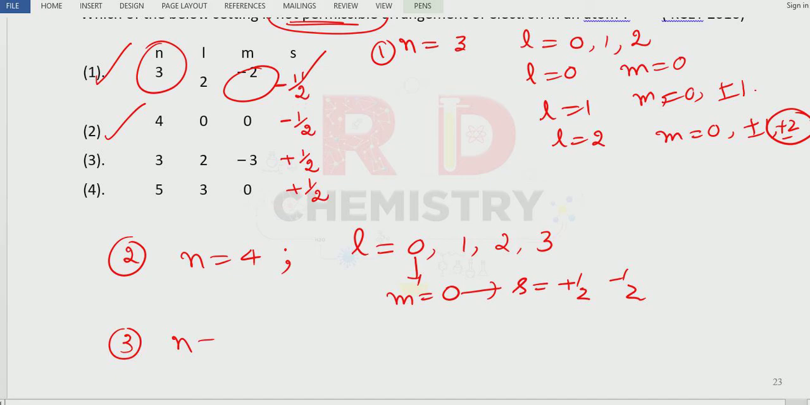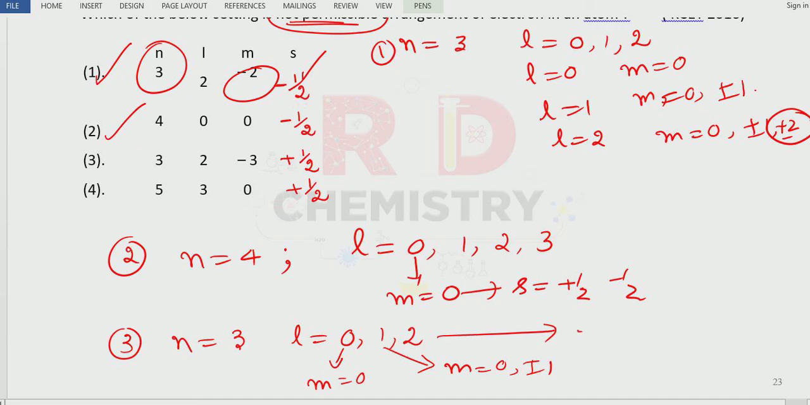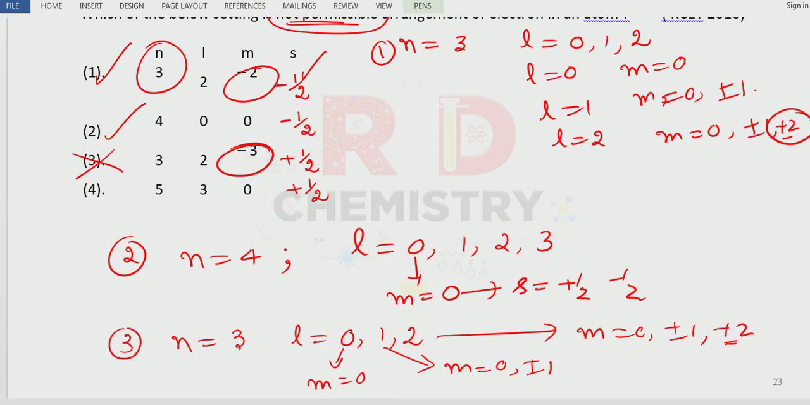They are given n is equal to 3. l is equal to 0, 1 and 2. When l is equal to 0, m is equal to 0 possible. When l is equal to 1, m is equal to 0, plus or minus 1 possible. When l is equal to 2, m is equal to 0, plus or minus 1, plus or minus 2 is possible, but minus 3 is not possible. So the third is not permissible. What is the option number? Option number is 3.